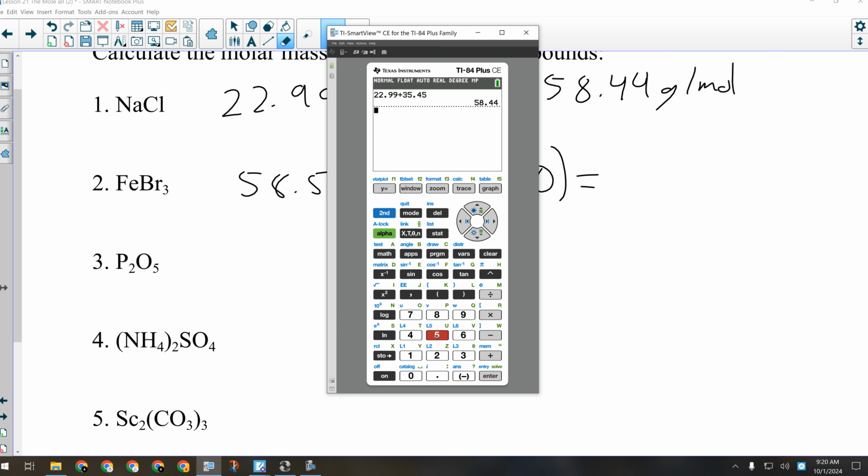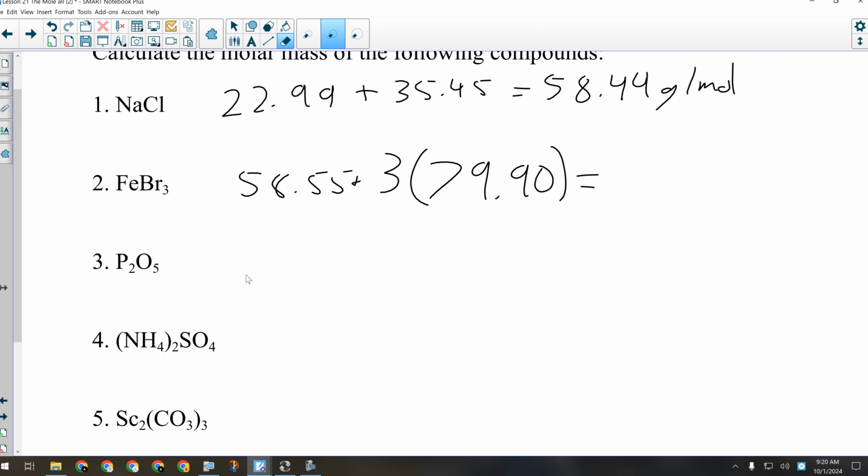Okay, so 58.55 plus 79.9 times 3. Whoops, that's got to be a plus. It's 55.85. Oh, I have the numbers backwards. 55.85. That's better. Okay, plus, also better. Okay. 295.55 grams per mole. Okay, questions on that one?